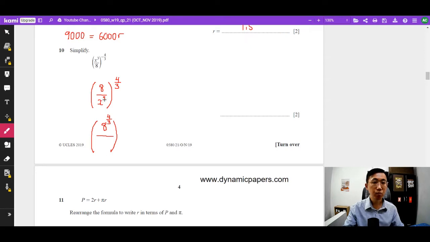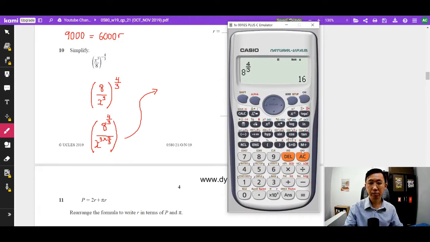And then the bottom one, since it already has a power of 3 right now, how to combine this is you're going to multiply. So 3 multiply with 4 over 3. You do your working like this. Let's write over here. You can use calculator now. 8 to the power of 4 over 3. So let me retype again.